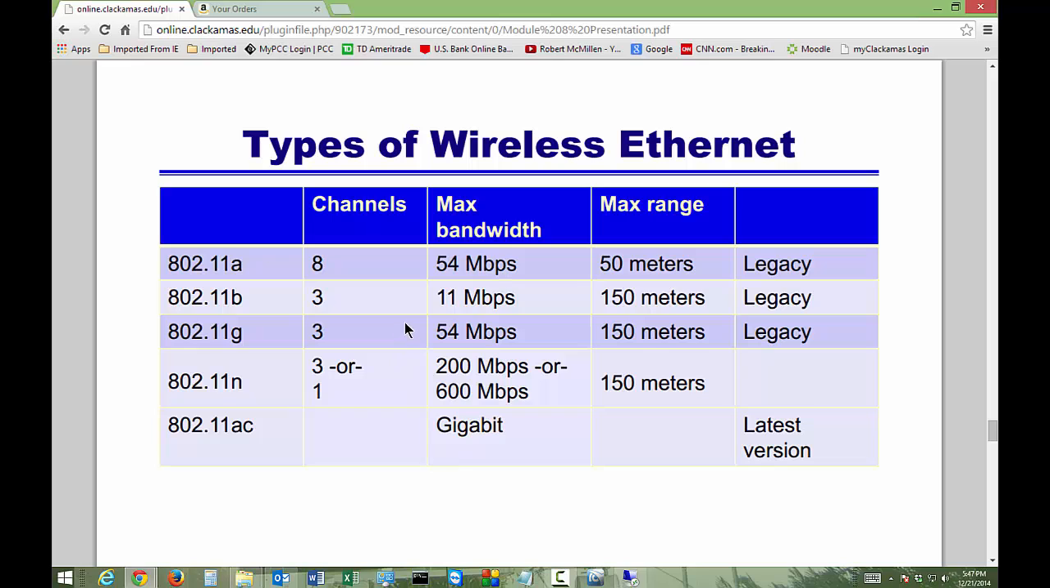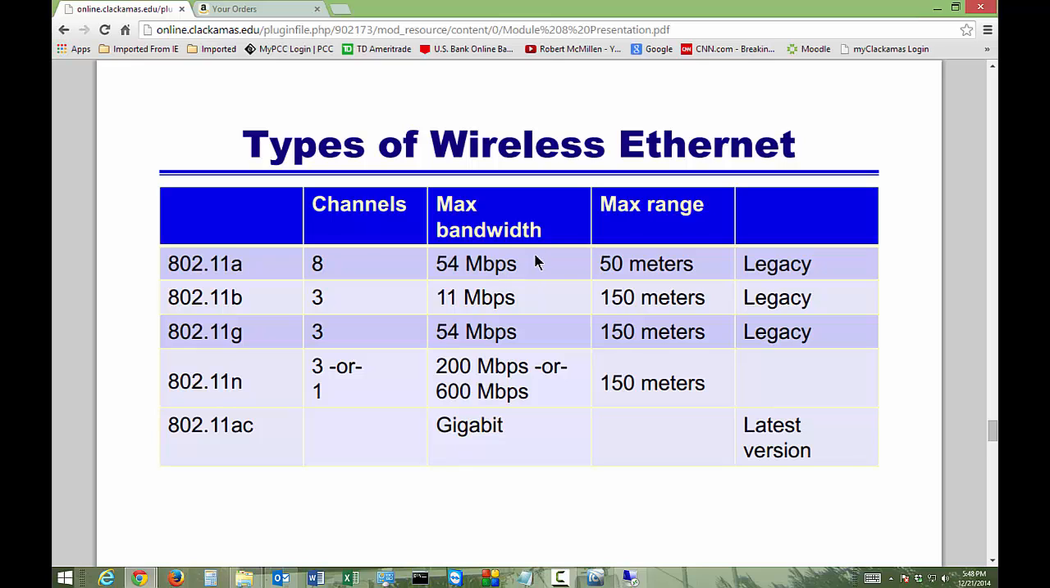So let's talk about the different amounts of channels and other things that come with the wireless experience. There's various different 802.11 wireless or Wi-Fi standards. The first one we're going to talk about is the A standard. It comes with 8 separate channels. That means that these channels cannot step all over each other. It's now at 54 megabits.